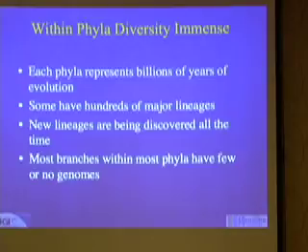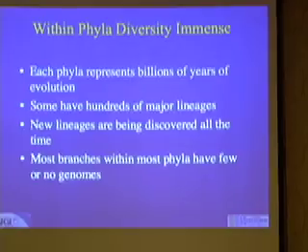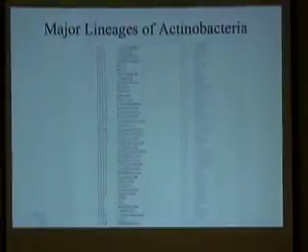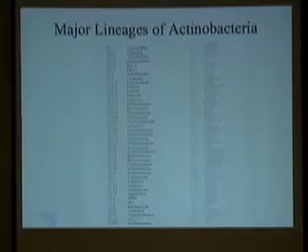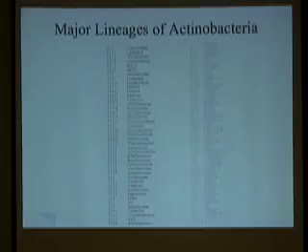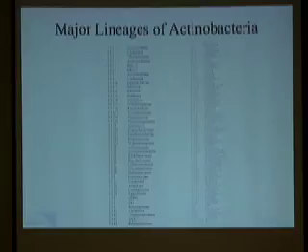Some have hundreds of major lineages that you might call orders or at least families. And even when there's a group that's been well sampled, like the Actinobacteria, very few of these different lineages have been sampled. Here's, I know you can't see all the text here, a list of the orders and families in the Actinobacteria, and most of the genomes came from only a couple of these. So within phyla, the sampling was really poor, and in retrospect, we should have thought that.